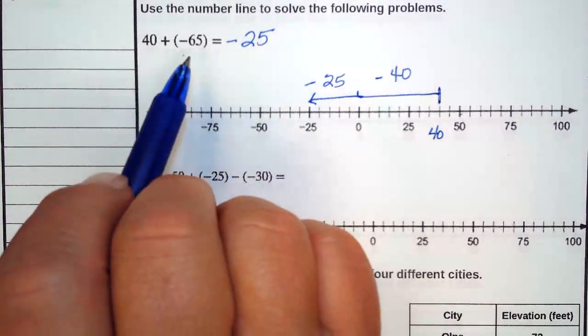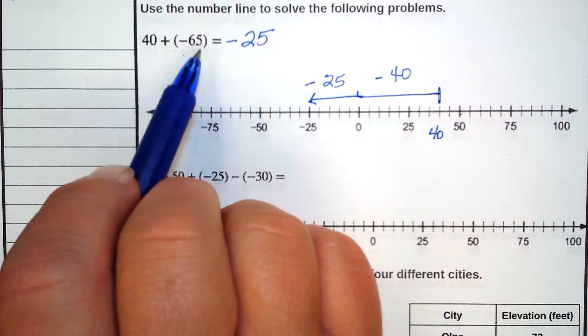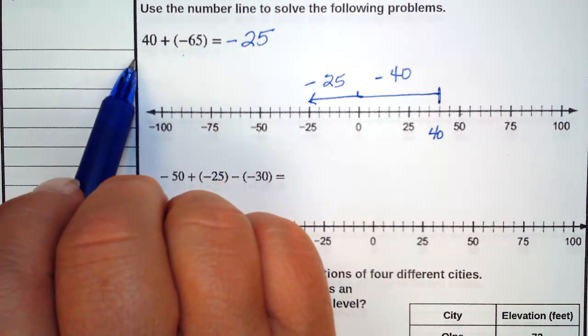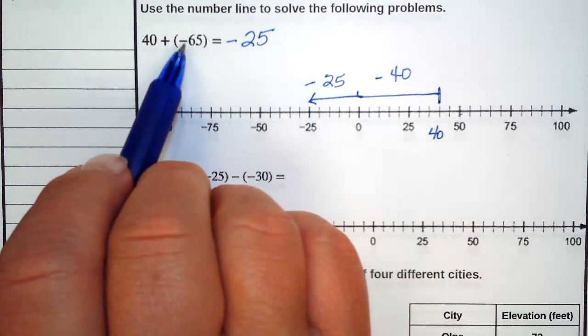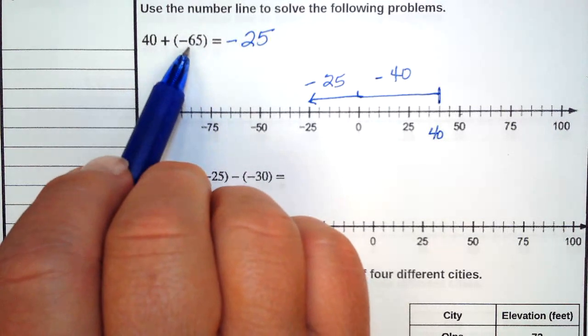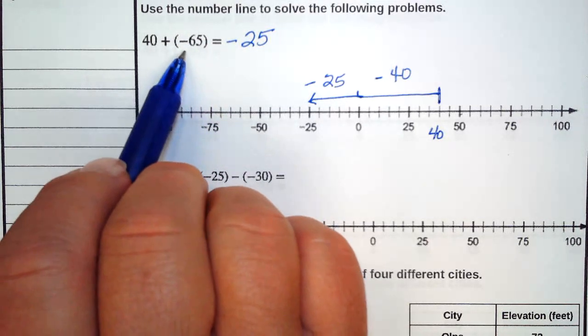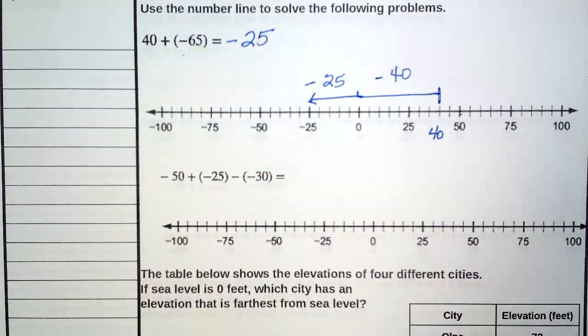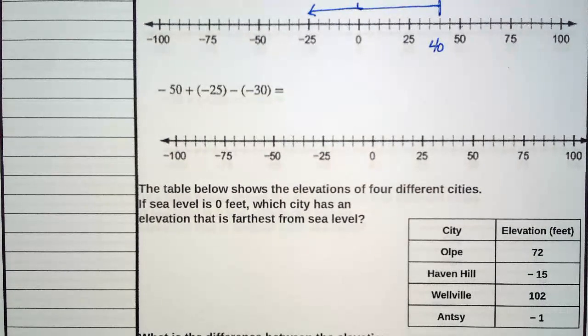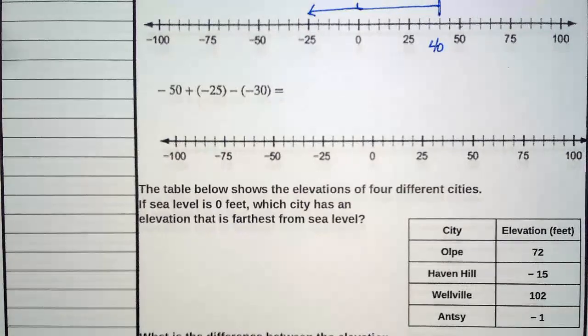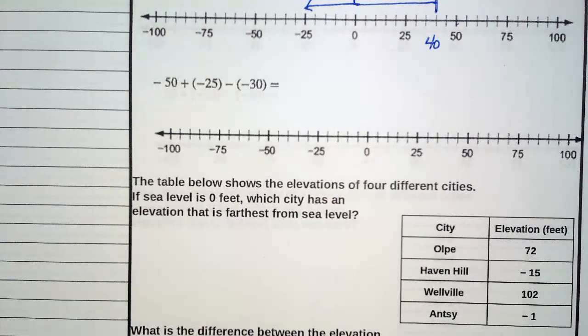I can also look at it as finding their difference. 65 minus 40 is 25. The base, which is 65, is larger than the base, which is 40, so this remains a negative number. But what happens if we have multiple parts to the problem? You just do them one at a time.